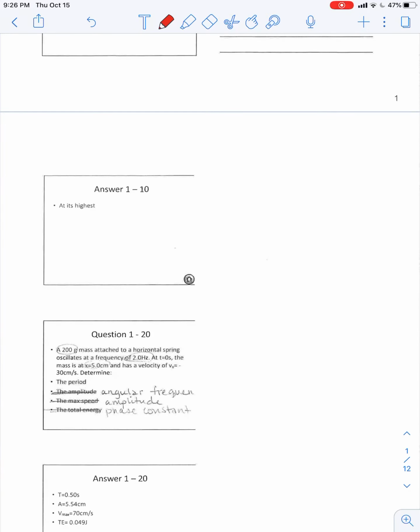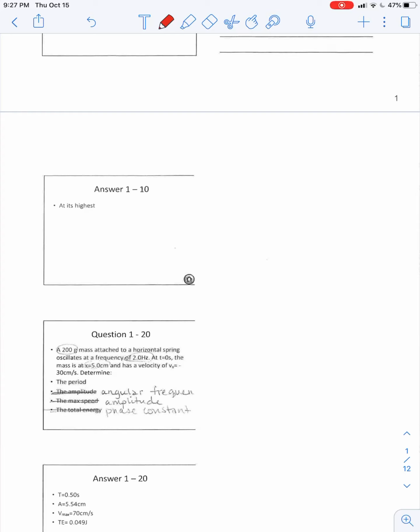All right, so the next question says, a 200-gram mass attached to a horizontal spring oscillates at a frequency of 2 hertz. At t equals 0, the mass is at x equals 5 centimeters and has a velocity of 30 centimeters per second. So it wants us to find a whole bunch of different things, and I crossed out some of them and replaced them with other things. For some reason, I can't really remember why I did all of that, but okay. You have to remember I made this like 2 years ago.